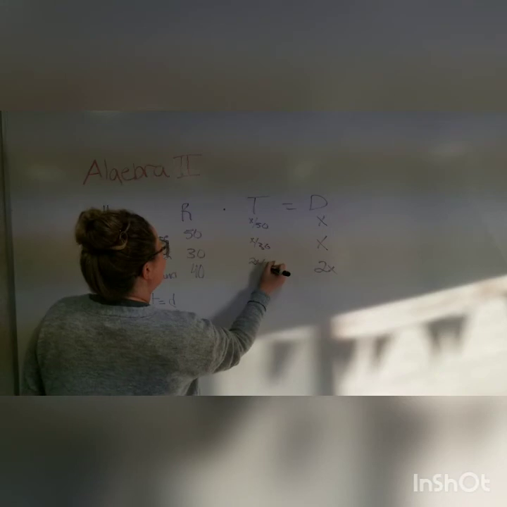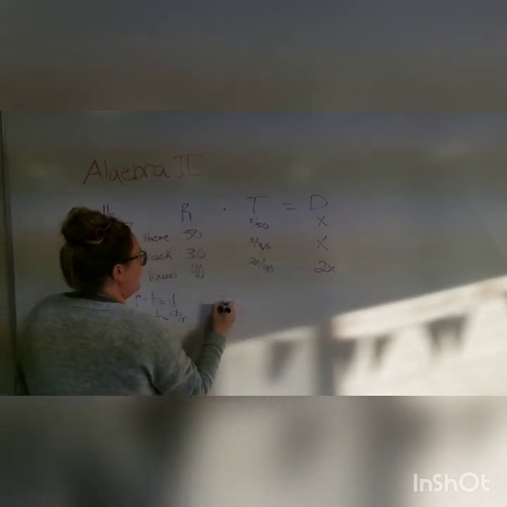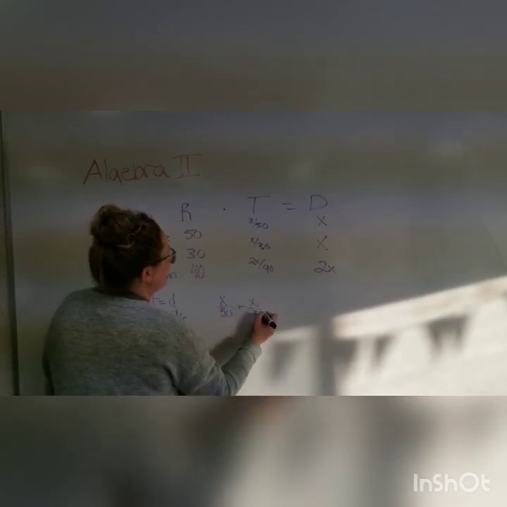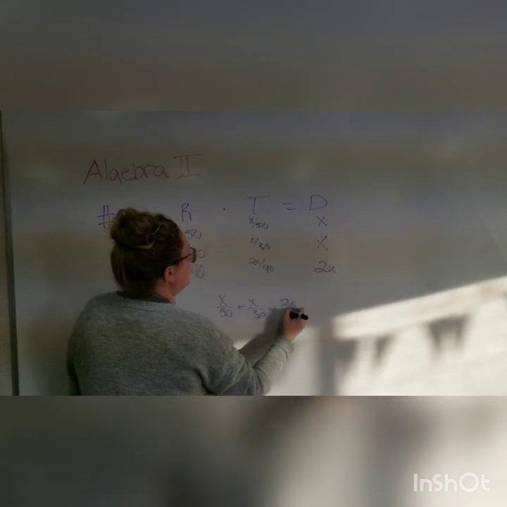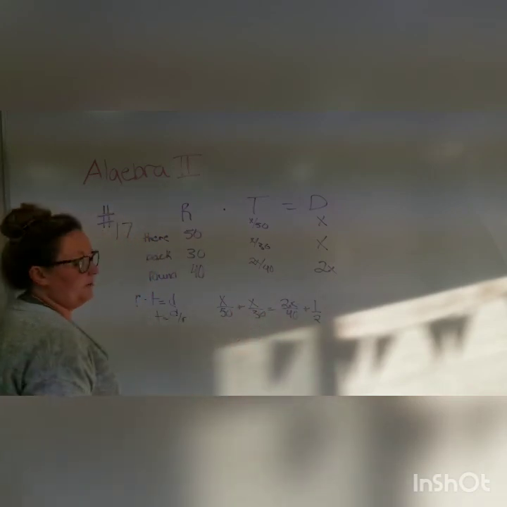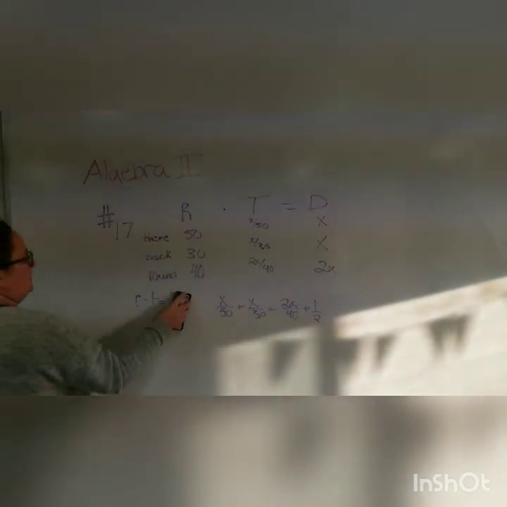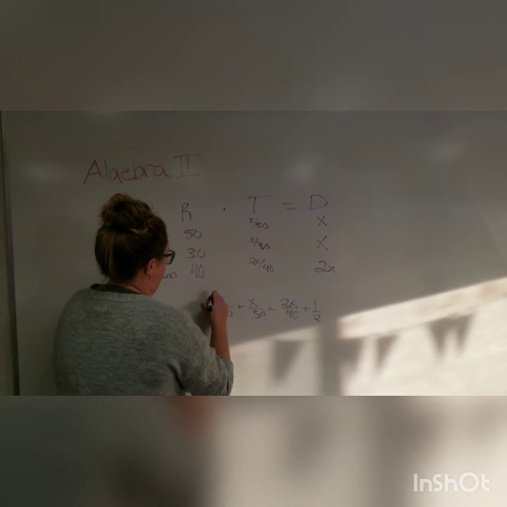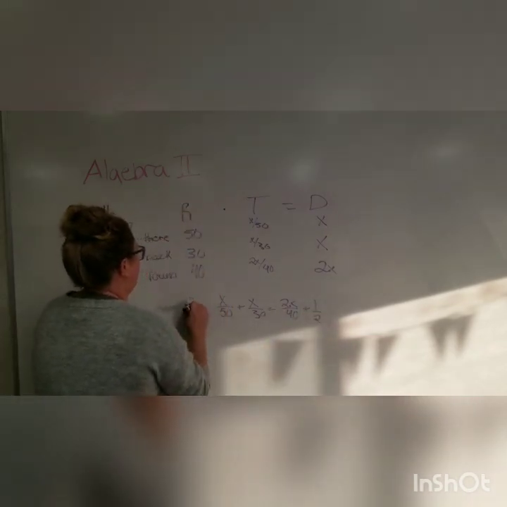2x over 40. So the time there plus the time back would equal the round trip plus another half hour. The round trip, if you add a half hour, it would equal going this rate. All right, so there's our equation. We need a common denominator. This could take a while to find, so I'm going to tell you right off the bat, it's 1,200. 1,200 is the common denominator of 50, 40, and 30.